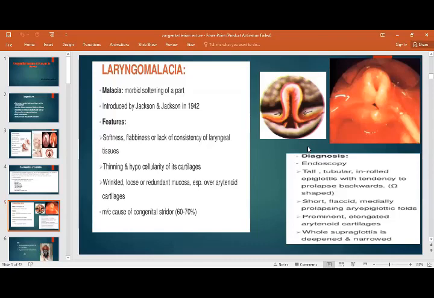So what happened? Again, you can see that this is called an omega-shaped epiglottis. This is the presentation we will see through the flexible endoscopy.